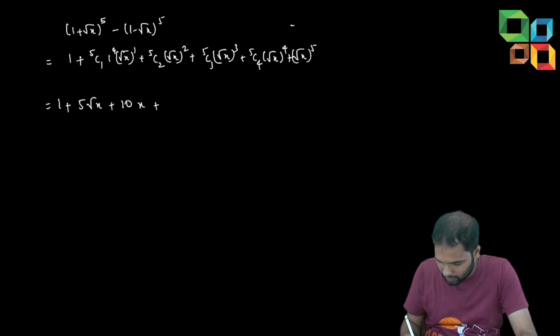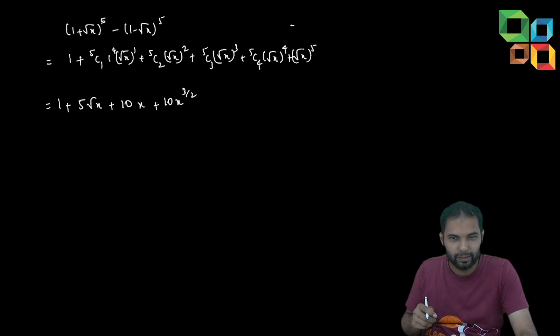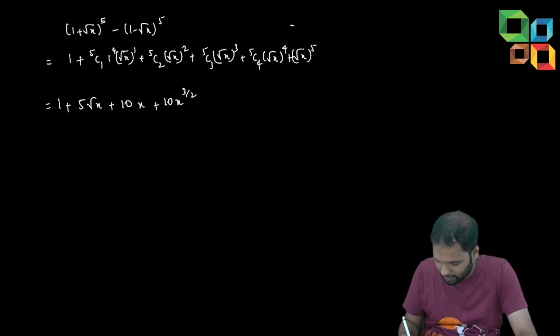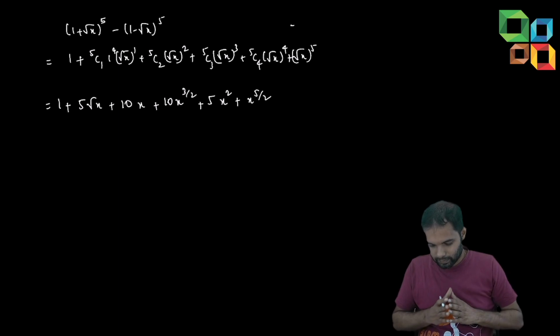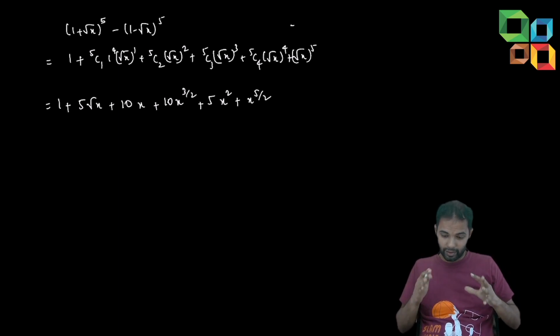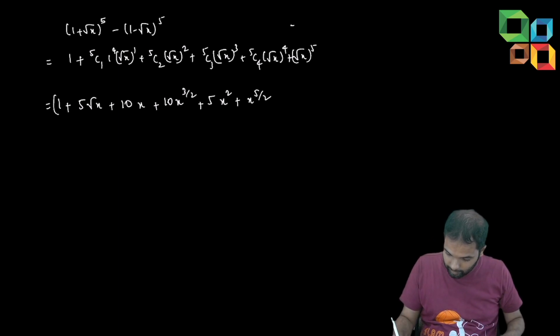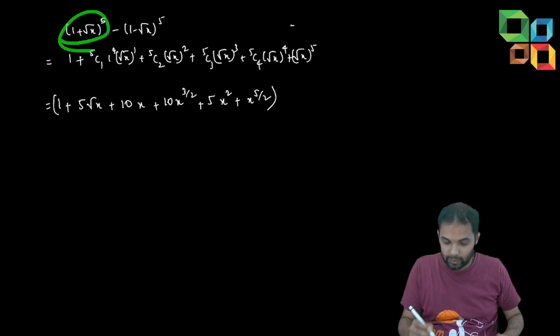Okay. Now 5c3 again 10. X power 3 by 2. You can keep it as it is. Okay. We need to simplify again. Next will be 5c4, which is 5. X power 4 by 2, which is x square. And last would be x power 5. This is the expansion of the first term here. This one.